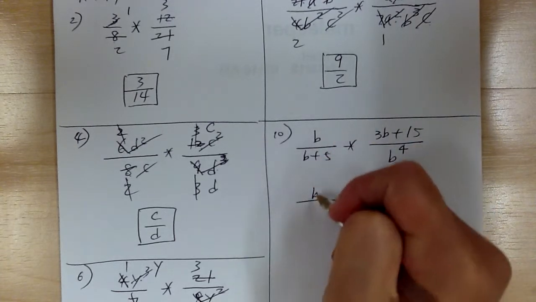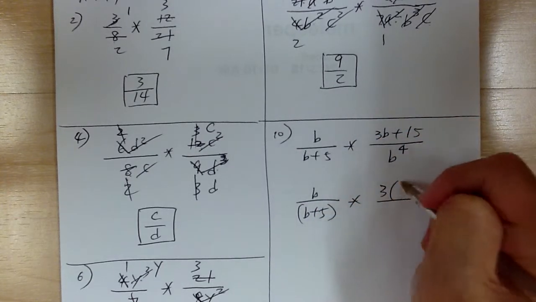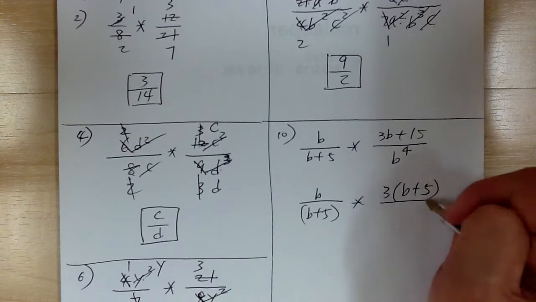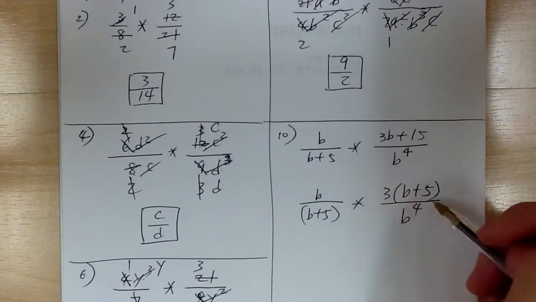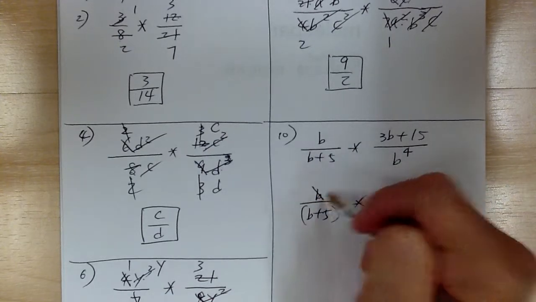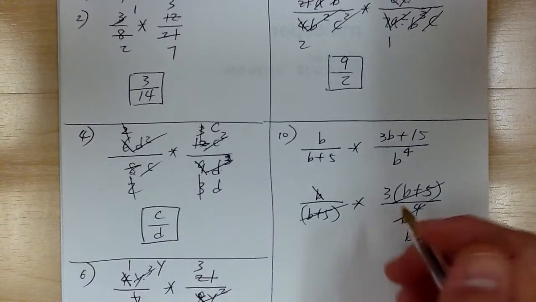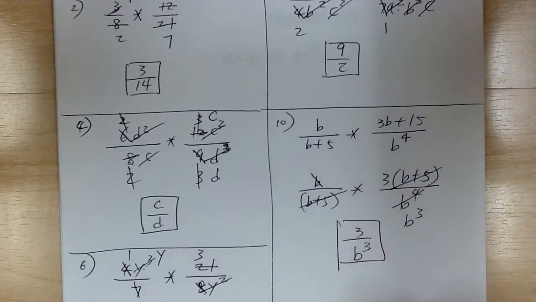So you have b over b plus 5 times, so this one you have to factor the 3. So this would be 3 times b plus 5 over b to the 4. And so now you can go and cancel. So alphabet, this cancels with that. So you got b to the 3. You got b plus 5 cancel out. So you got 3 over b cubed. And that's it for number 10.